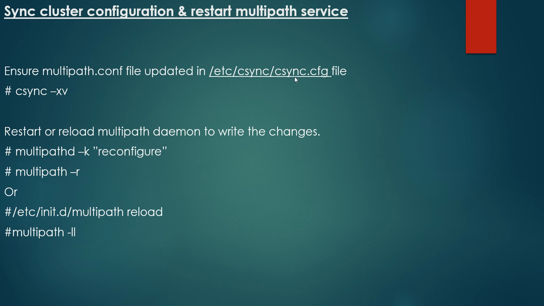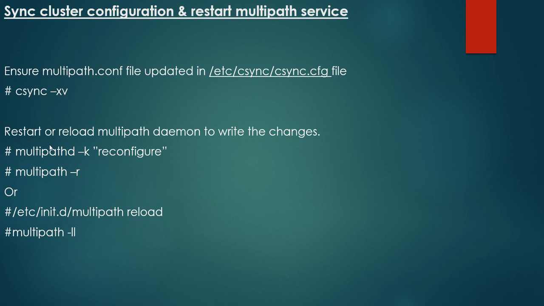this file, /etc/sysconfig/csync2.cfg, and inside that you would have the option to update /etc/multipath.conf. So you'll update that line in this file and you run this command. If you run this command, it will ensure that the changes which you have made in the first node will populate to all nodes in your cluster.